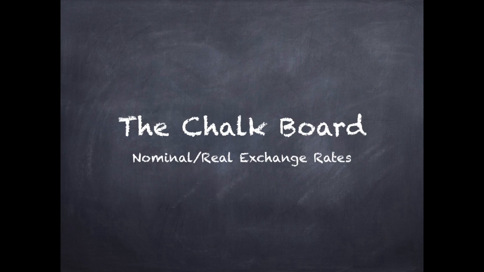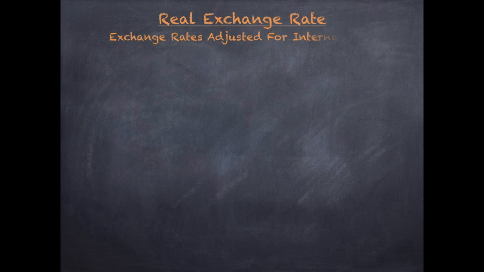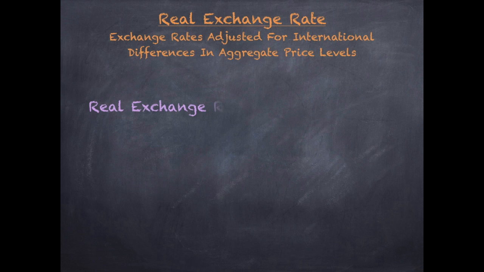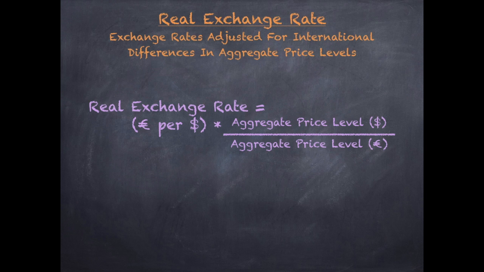So we're now going to look at the chalkboard with nominal versus real exchange rates. The real exchange rate is simply the exchange rate adjusted for the international differences in aggregate price levels. Effectively, if one country has more inflation than the other, the real exchange rate accounts for that. If you look at the real exchange rate, we're going to look at it in euros per dollar. It's basically how many euros per dollar you can get. That's just the exchange rate times the aggregate price level in dollars over the aggregate price level in euros.